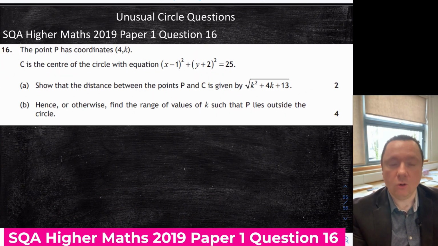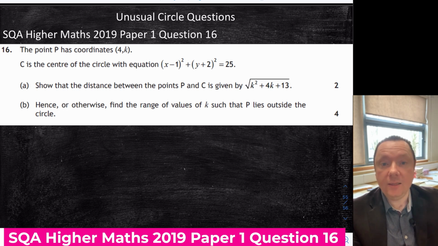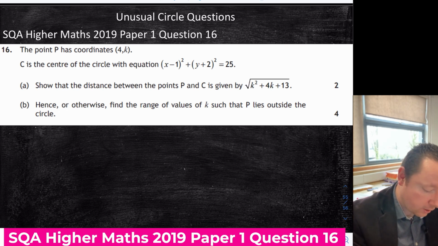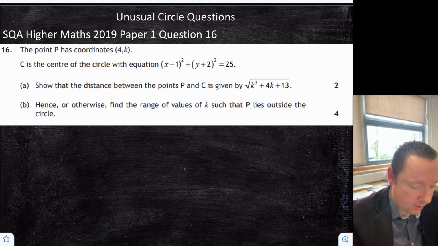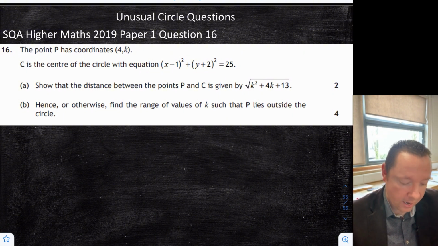Okay, unusual circle questions. SQA Higher Maths 2019 Paper 1 question 16 had this one. P is the point with coordinates (4, k) and C is the centre of the circle with this equation. Show the distance between P and C is given by the square root of k squared plus 4k plus 13.